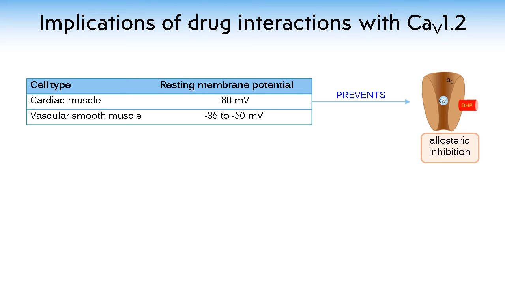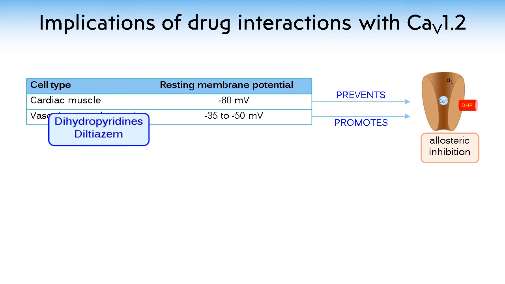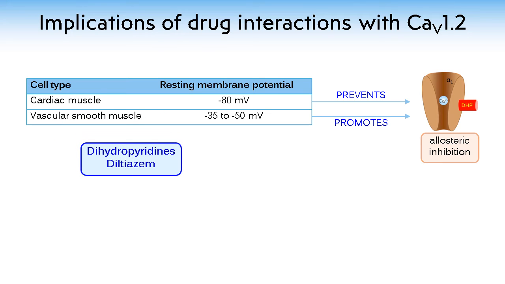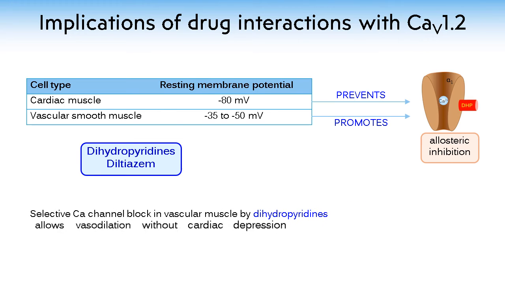In contrast, vascular smooth muscle cells are substantially more depolarized, even when they are not stimulated. This promotes allosteric inhibition and explains why dihydropyridines and diltiazem cause vasodilation and are effective in the treatment of hypertension. More than that, the different resting membrane potentials between cardiac and vascular muscle explains why dihydropyridines cause vasodilation without depressing the heart.